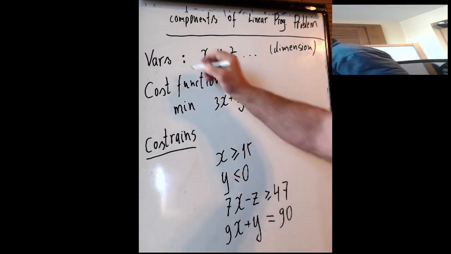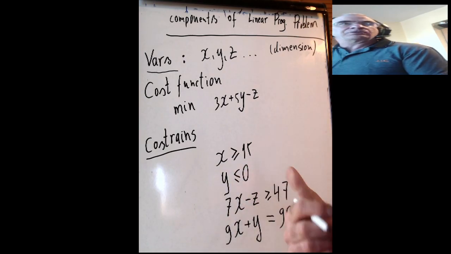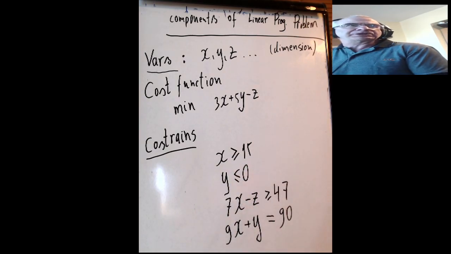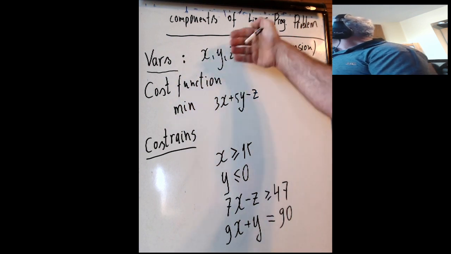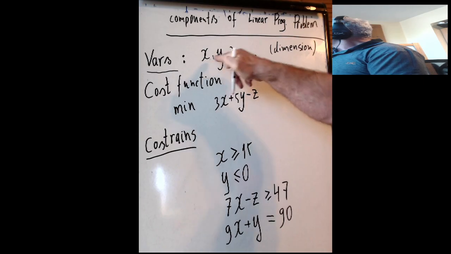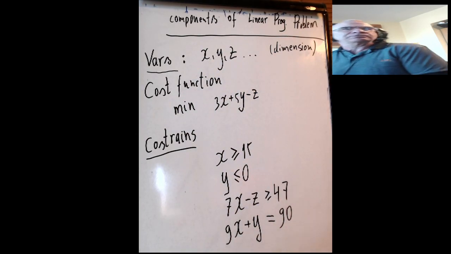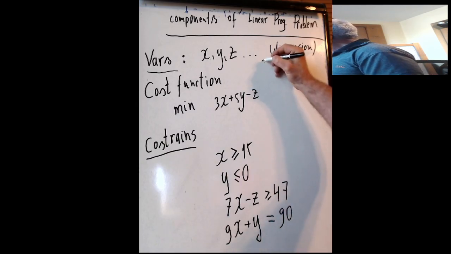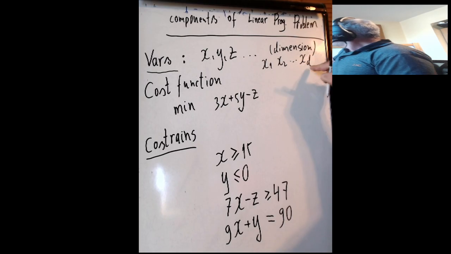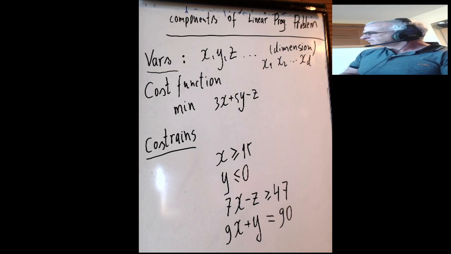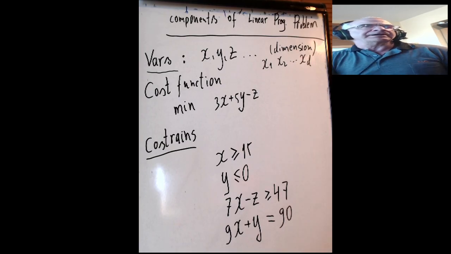The first component that you must have is the variables. Maybe it's only linear programming in one dimension and then it only has one variable, say x, maybe two variables, x and y, maybe three variables, x, y, and z, maybe n variables, and then you usually denote them as x1, x2, dot, dot, dot, xd. D here stands for the dimension. So the first component, always tell me what the variables are.